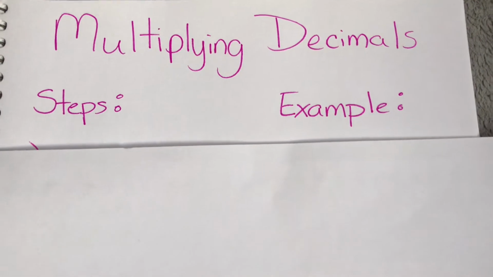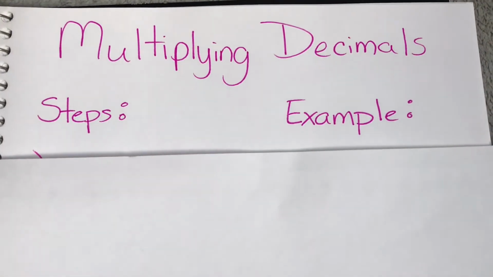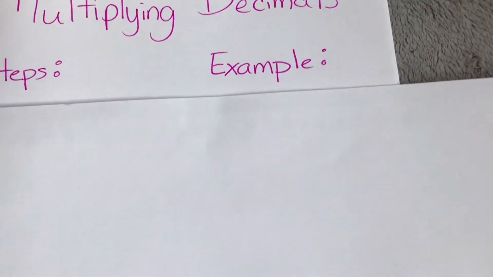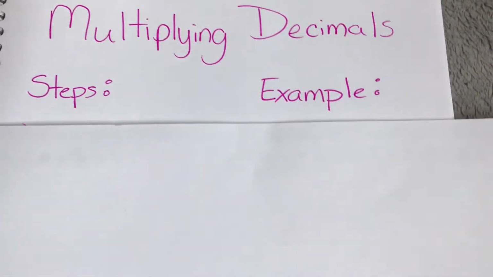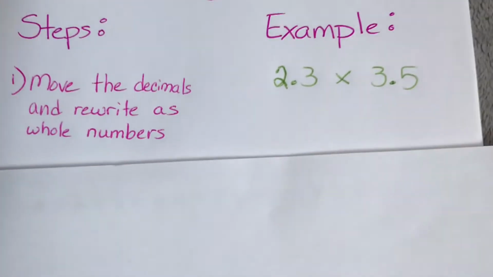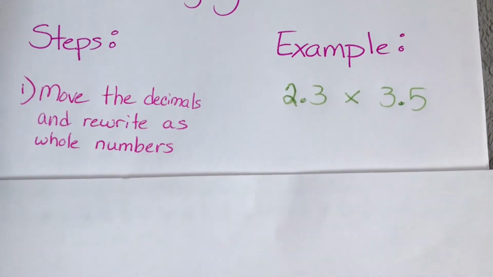Hey everyone, so today's lesson is going to be on multiplying decimals. On the left hand side we're going to have our steps, and on the right hand side we're going to have our example. So the first step is to move the decimals and rewrite the numbers as whole numbers.